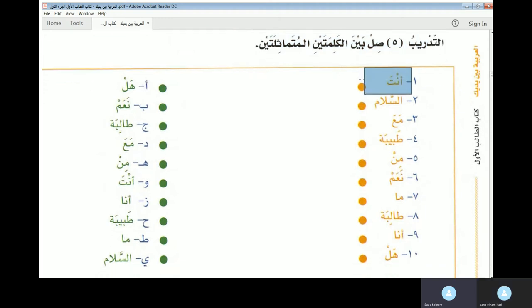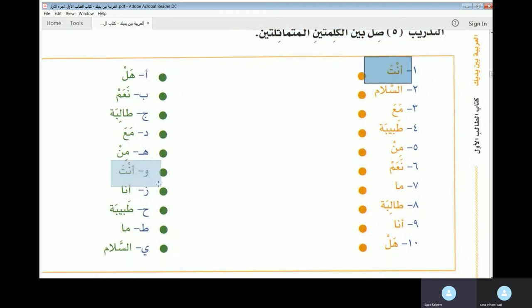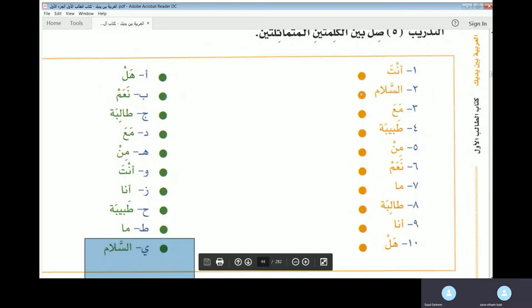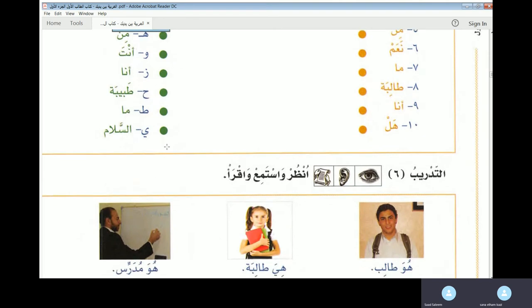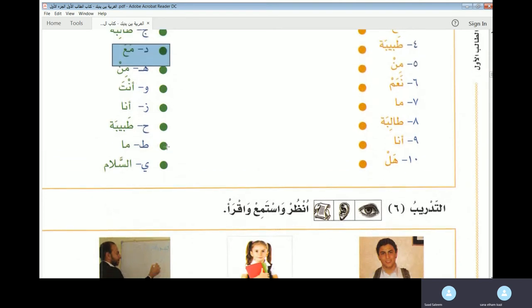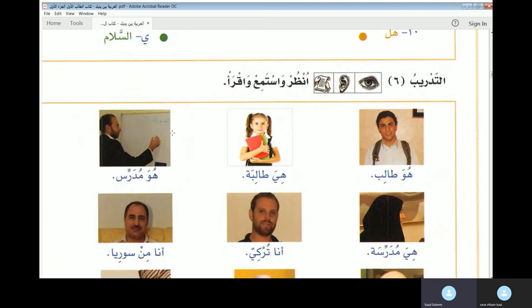So anta will be joined with anta. Here it is anta. So alif will be joined with vav. Aslam will be joined with aslam. Ma will be joined with ma. What is the difference? It's the same. It's absolutely the same, no difference.